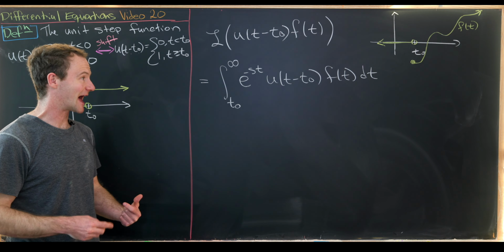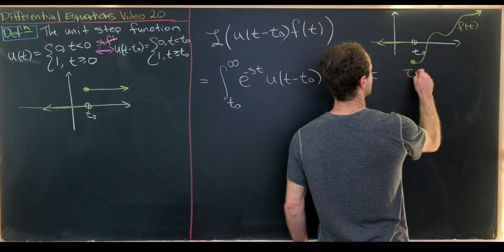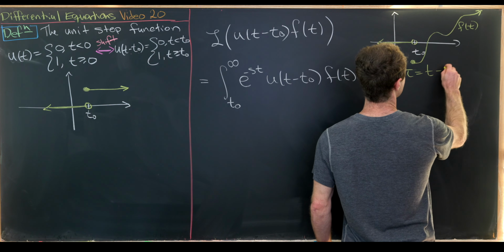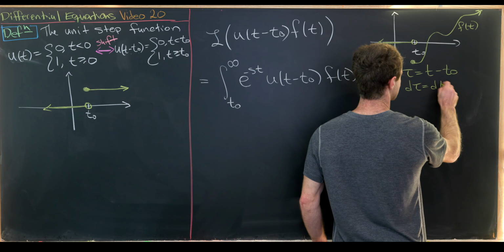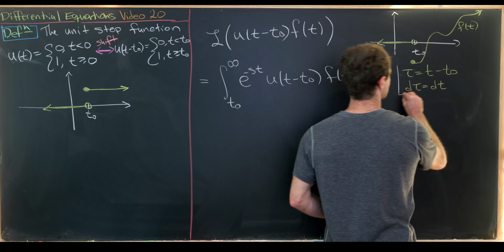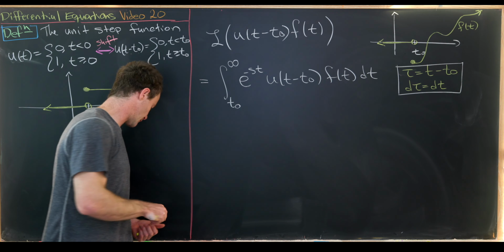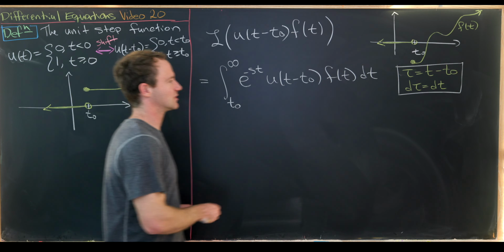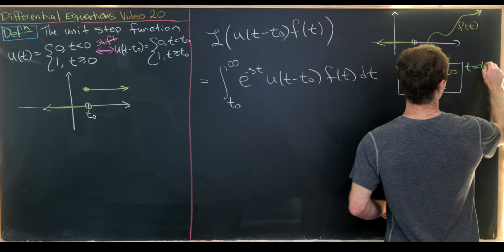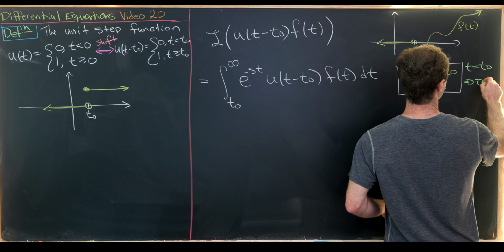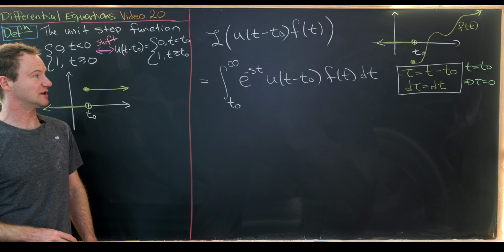Now from here we'll make a change of variables. I'll use tau for my change of variables. Let's set tau equal to t minus t naught, and notice that d tau is just dt. Something fancy is going on with the bounds of integration: when t is equal to t naught, tau is equal to 0. So that shifts us back to the origin.